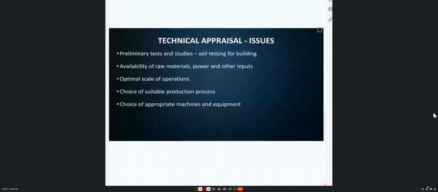Then, of course, choices of appropriate machines and equipment. So depending on the project you are doing, you need to choose the appropriate machine to actually perform the project. So you don't choose a shovel for trying to dig the trenches when you're building a house. You actually need a mattock to do that, or even an excavator, depending on the size of the house. So choose the appropriate machinery and equipment for the job. Otherwise, it makes the job take unnecessarily long.